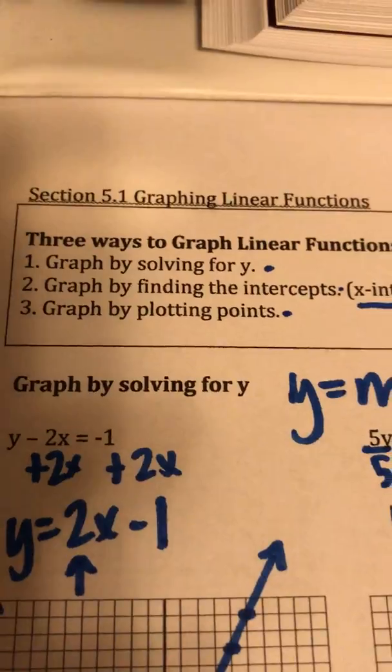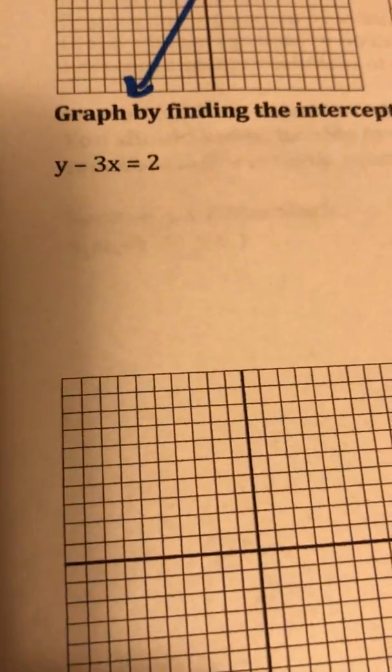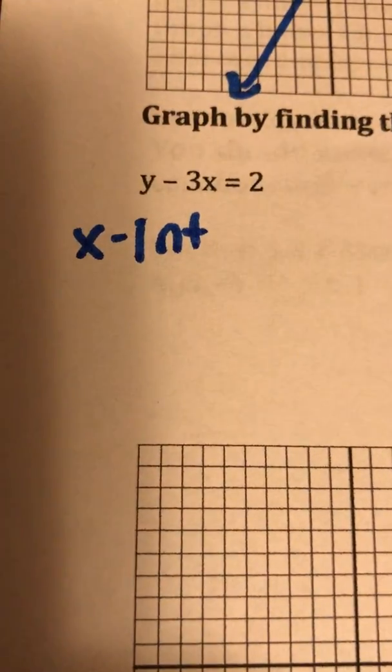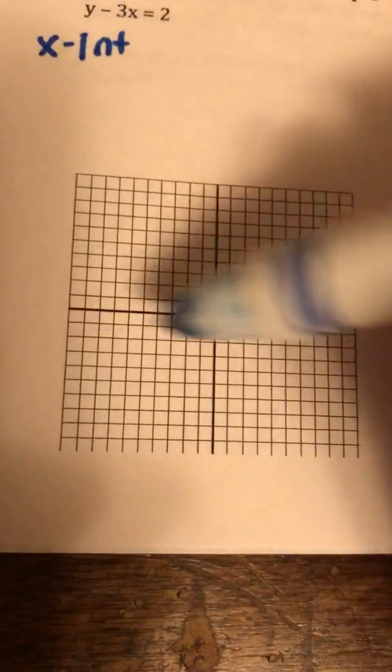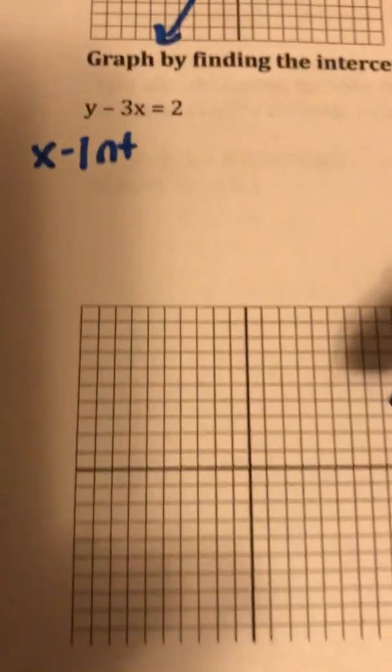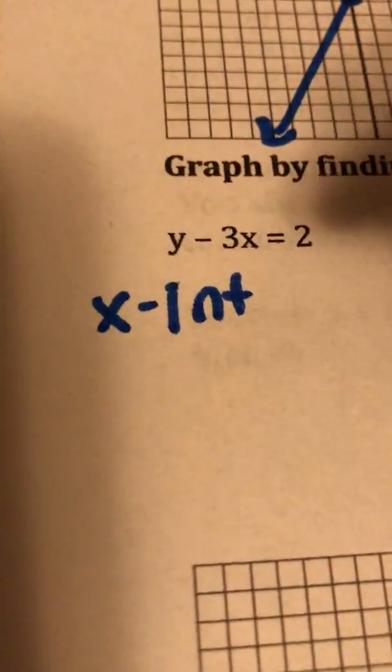Now, the second way that we can graph linear functions is by finding the intercepts. So let's look down here, and what we're looking at is finding the x-intercept and the y-intercept. Now if we're looking for the x-intercept, then we can set y equal to 0, because we know that if our linear function crosses the x-axis, our y value has to be 0. So in this case we're going to set y equal to 0.